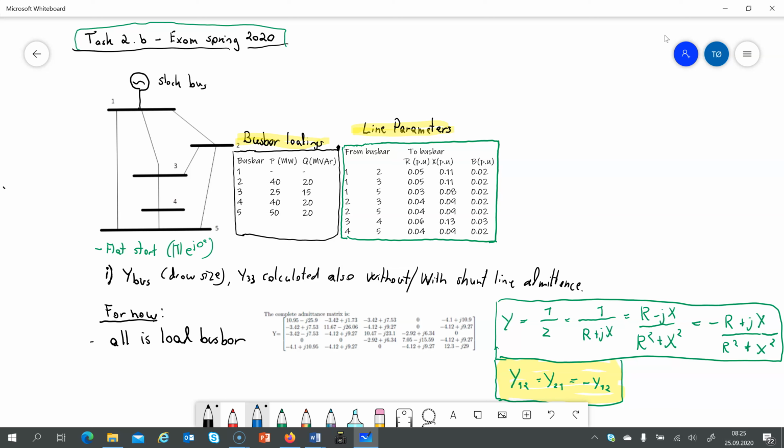Here you can see the grid system. It consists of 5 buses: 1, 2, 3, 4, and 5. For now, bus 1 is defined as a slack bus, and we know what that implies. We have also been given a table for busbar loadings. For now, all the buses are defined as load busbars. We'll come back to some voltage busbars a little later in this task.